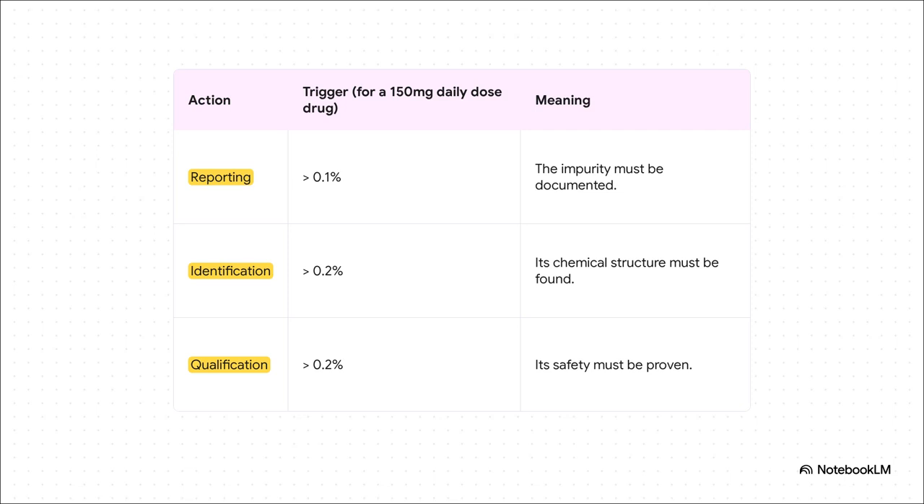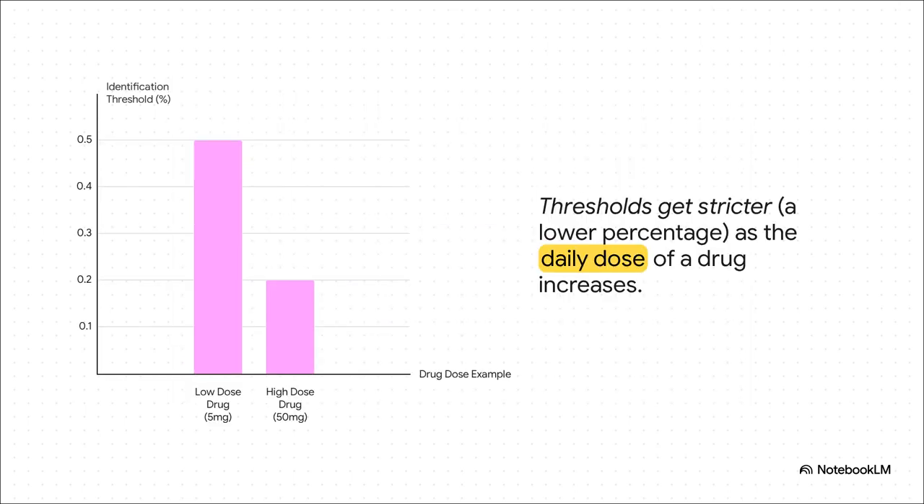So, if an impurity is found above 0.1%, it has to be reported. Simple enough. But if it crosses 0.2%, it must then be both identified and qualified, meaning its safety has to be proven. It's a really clear escalating system. But here's a really crucial point. The rules are not one size fits all.